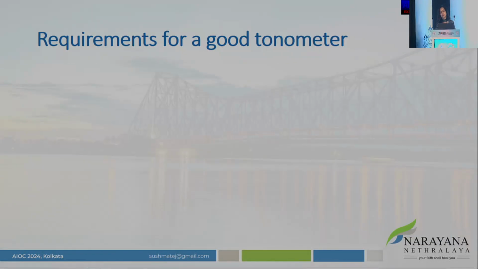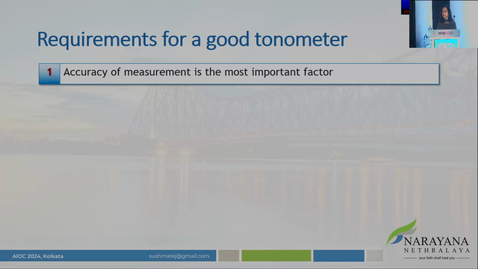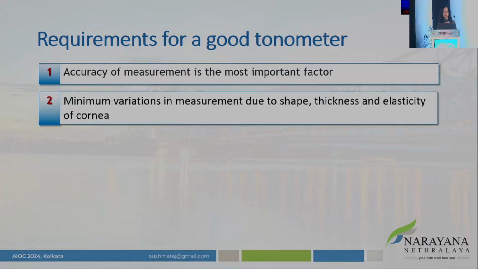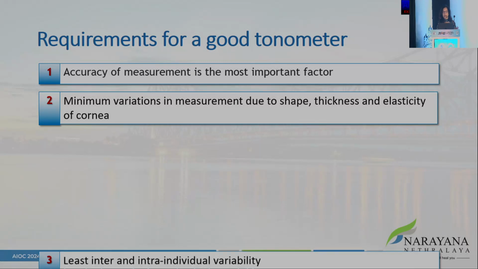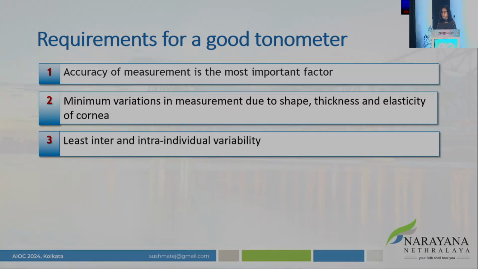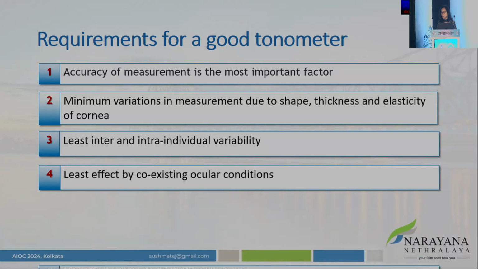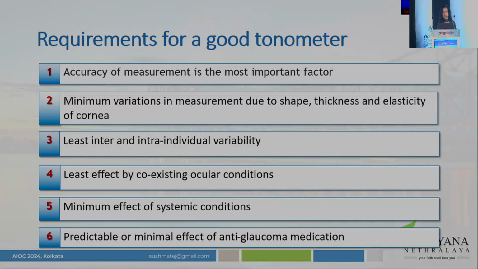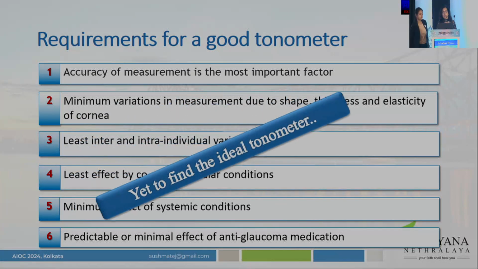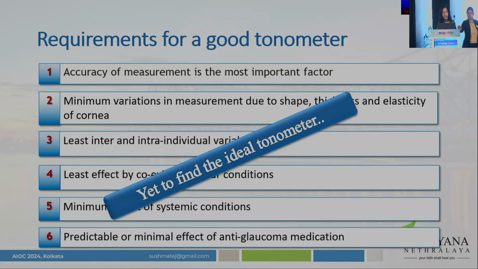So what do we need for a good tonometer? Well, we definitely need accuracy of measurement, which is the most important factor. We want minimum variations in the measurement due to shape, thickness, and elasticity of the cornea. We want the least inter-individual variability, least affected by ocular and systemic conditions, and of course, we want minimal effect due to anti-glaucoma medications as well. However, we are yet to find an ideal tonometer.